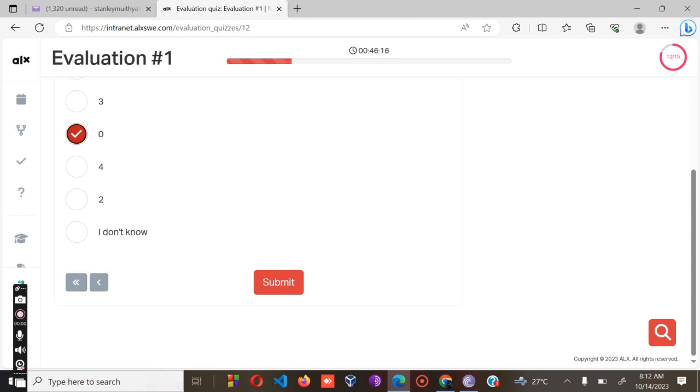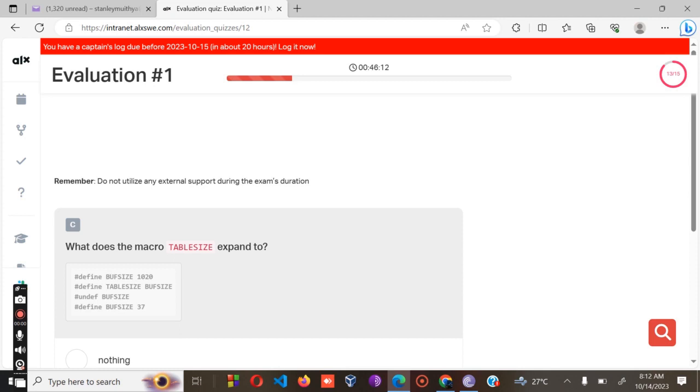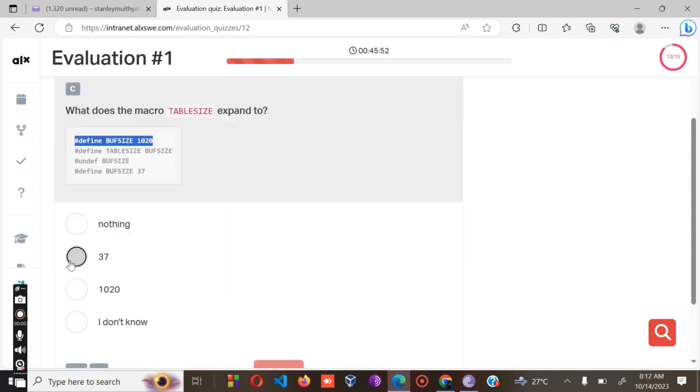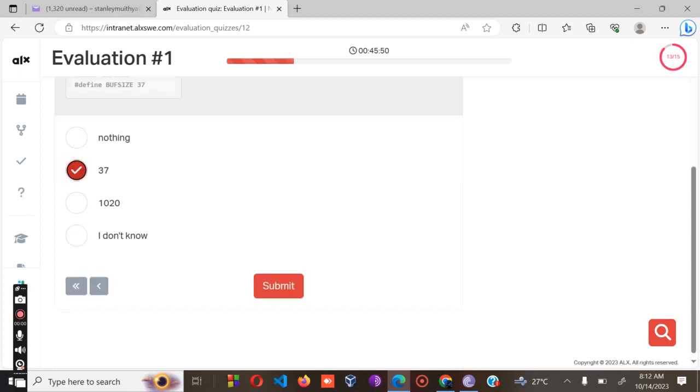Okay, let's move to the next part. What does the macro TABLE_SIZE expand to? This one, what does it expand to? So we have define TABLE_SIZE BUFF_SIZE. Then we have undef BUFF_SIZE, define BUFF_SIZE. And if you expand this one, it will expand to 37.